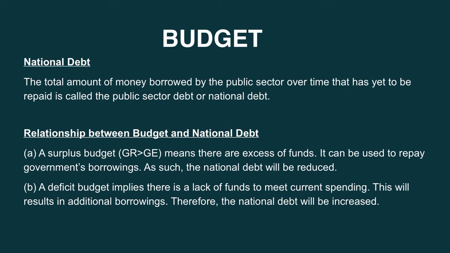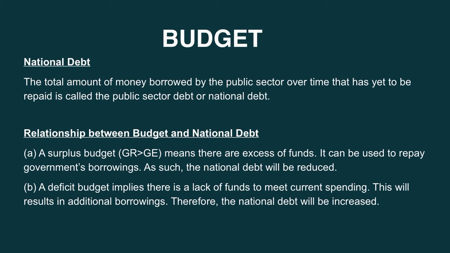So the next important concept is the national debt. National debt, or government debt, or public sector's debt. How can we define it? What do we mean by national debt? It is the total amount of money borrowed by the government, locally or internationally, over a time period, that has yet to be repaid. It's called the public debt or national debt.